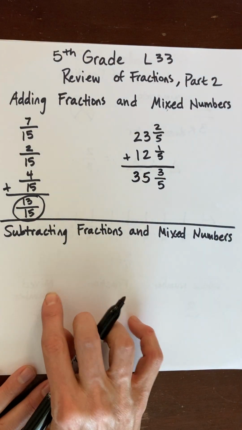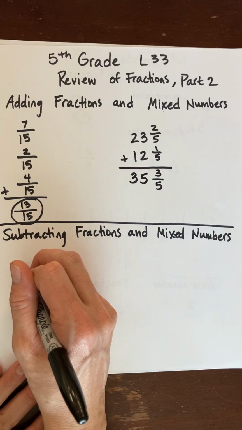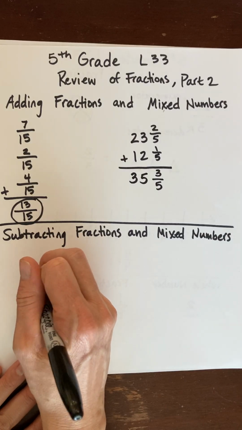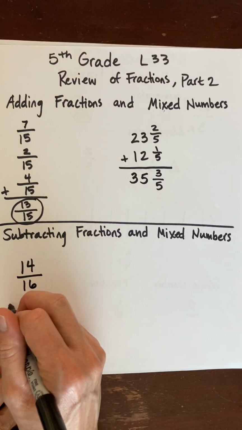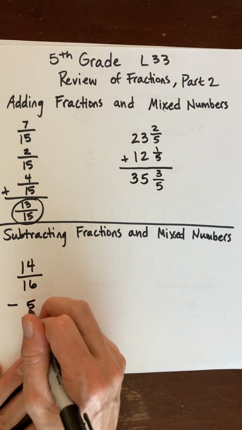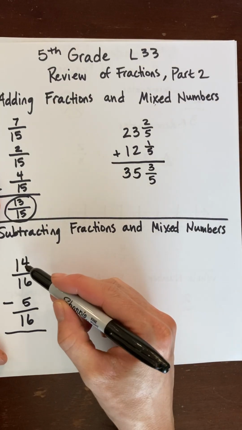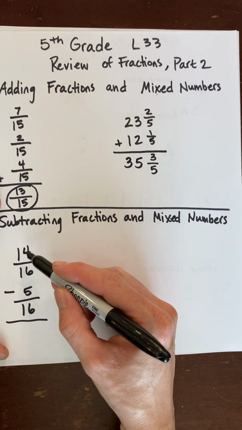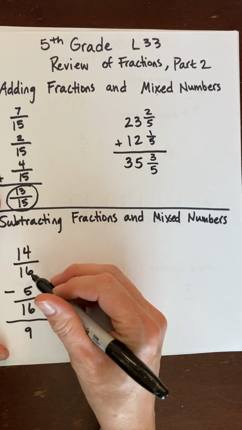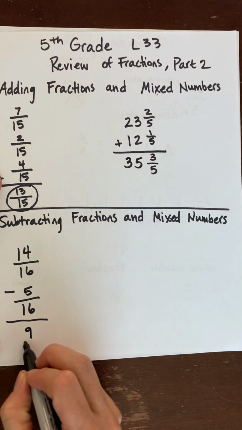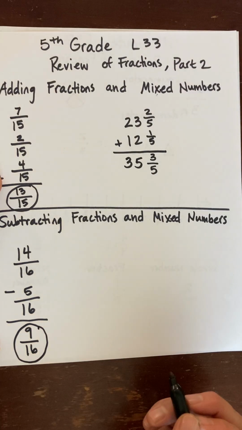When we subtract fractions, it's going to be the same thing. So let's do 14 over 16 minus 5 over 16. All we're going to do is subtract the numerators. So 14 minus 5 is 9. And the 16 just tells us how many pieces per whole. We're going to leave that the same and put a 16 on the bottom. So our answer is 9 over 16.